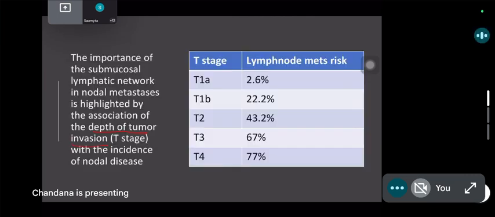So we'll come to the importance of the submucosal lymphatic network in nodal metastasis. The depth of the tumor determines the lymph node metastasis risk. In T1A tumors, there is a 2.6% lymph node mets risk. This data is from Shackelford's. T1B, 22.2% lymph node mets will be there. T2 43.2%, T3 67%, and T4 77%.